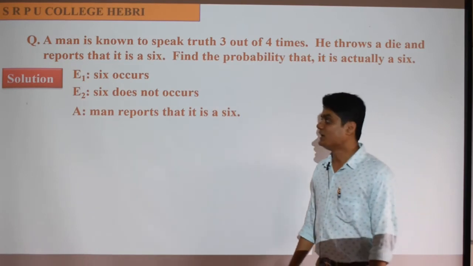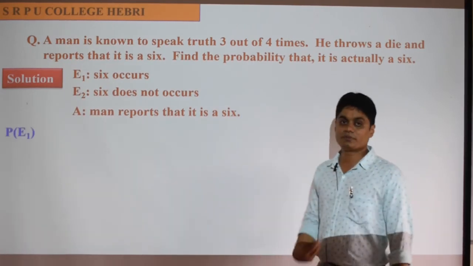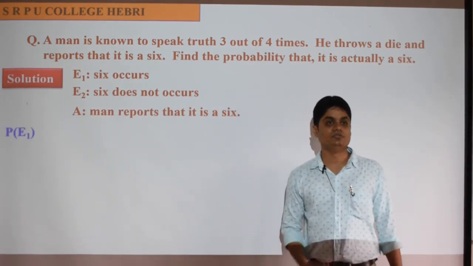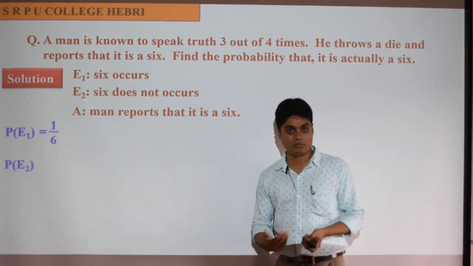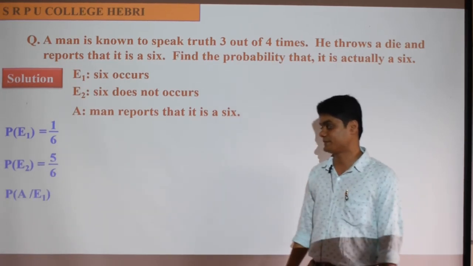Understood? Now what is the probability of E1? What is the probability of getting 6 when a die is thrown? 1 by 6. Probability of E2, the complement, E1 and E2 are complements. So 1 minus 1 by 6 is 5 by 6.